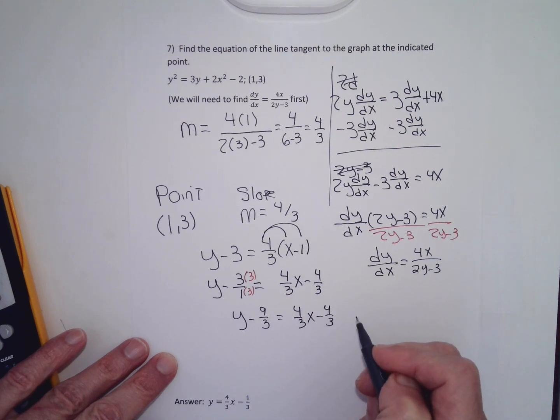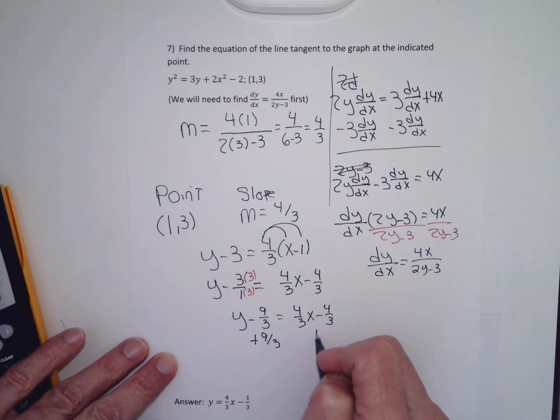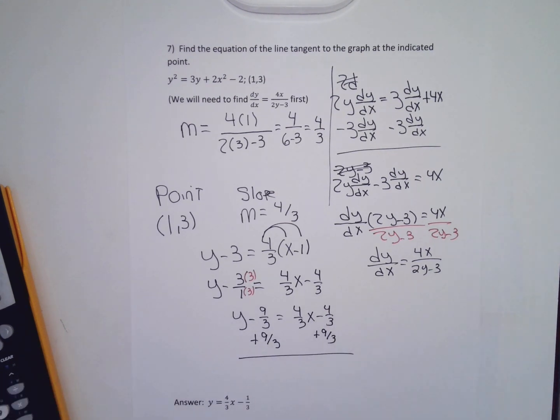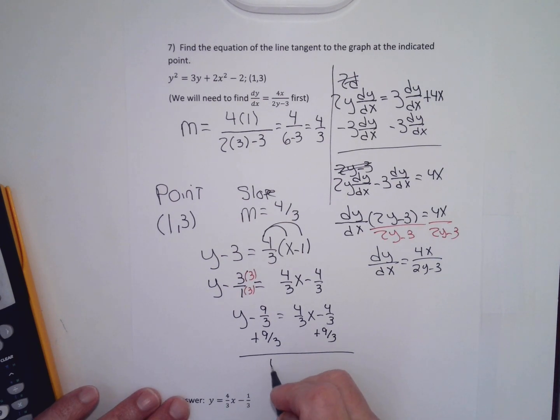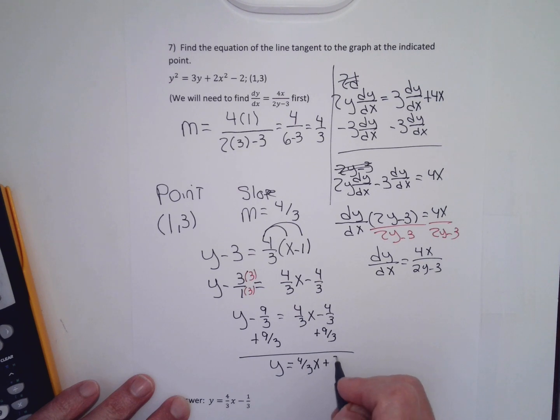And I'm not matching with my answer. This is troubling to me, but I don't know. Let me make sure I haven't got a mistake here. The slope is definitely 4/3. And then I add 9/3 minus 4/3. There's an answer off screen that I just think is wrong. I'm going to stare at this for a few more seconds. Don't like having wrong answers on my video.